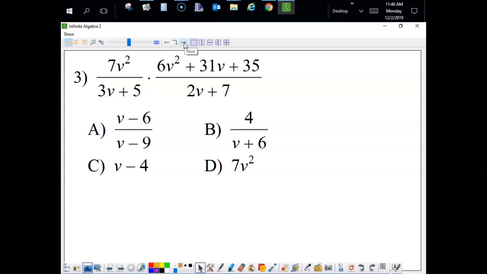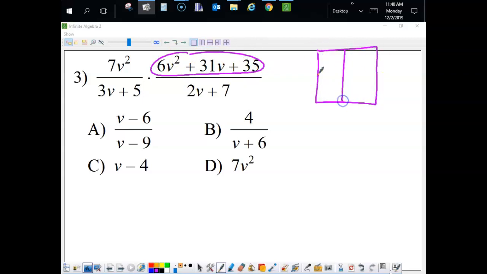So we need to begin by looking for what can be factored. The only thing that can be factored up here is this thing, using the box method. So we have 6v squared goes here and 35 goes here. Now, just to clue you guys into something here, one of our factors has to be one of these when we factor this top, because if they didn't, then nothing would reduce out. So keep that in mind. So what makes 6v squared? How about 2v and 3v? What makes 35? How about 7 and 5?